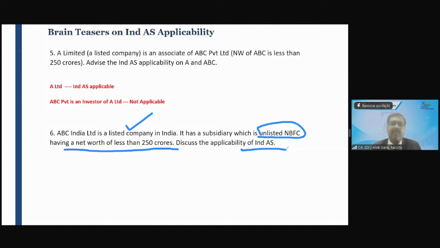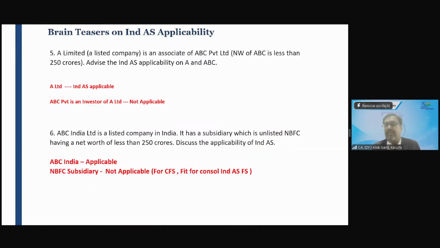What happens? Chandrakant is saying, okay, he has given the last answer. What is the answer of this question? Last question, question number 6. Geet is saying, sir, on ABC Ind AS is applicable, on NBFC Ind AS is not applicable, but NBFC will prepare Ind AS accounts fit for consolidation for the purpose of consolidation. Right? Clear?